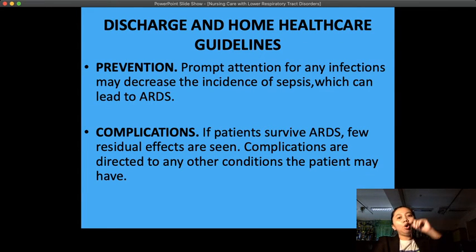Alright, so discharge and home healthcare guidelines. So, class, these things are very important because you're already a junior student. Next year, fourth year na kamo. So, when we will have the RLE, totohanan na na trabaho of a nurse. So, you have to know how to manage the discharge instructions. Prompt attention for any infections may decrease the incidence of sepsis, which can lead to ARDS and complications. If patients survive ARDS, few residual effects are seen, and complications are directed to any other conditions the patient may have.